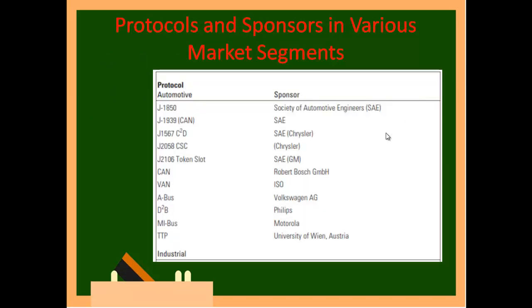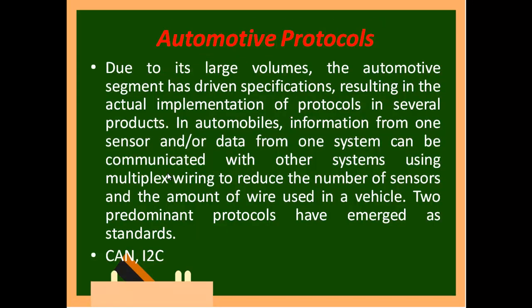In your syllabus, you have CAN, the controller area network. This was developed by Robert Bosch. We all know Robert Bosch is an industry that developed this CAN, and we are now using it in automobile industries. So let us start with the automobile protocol.